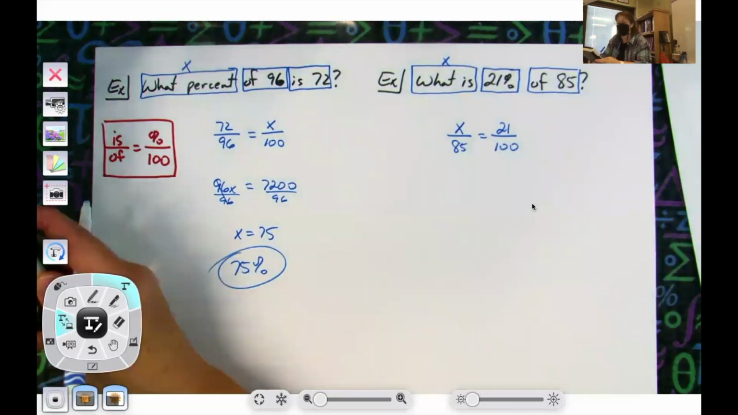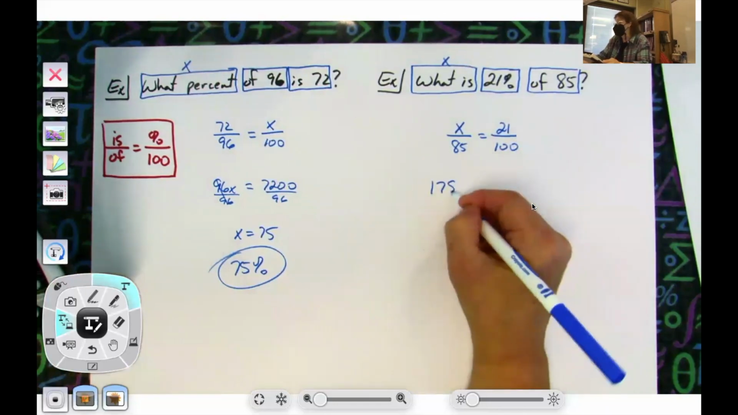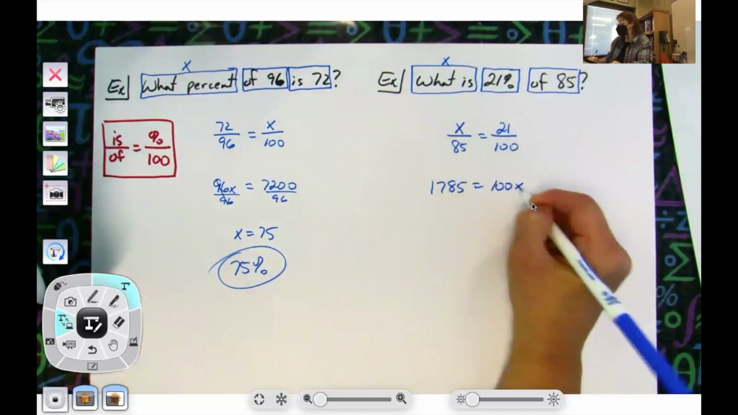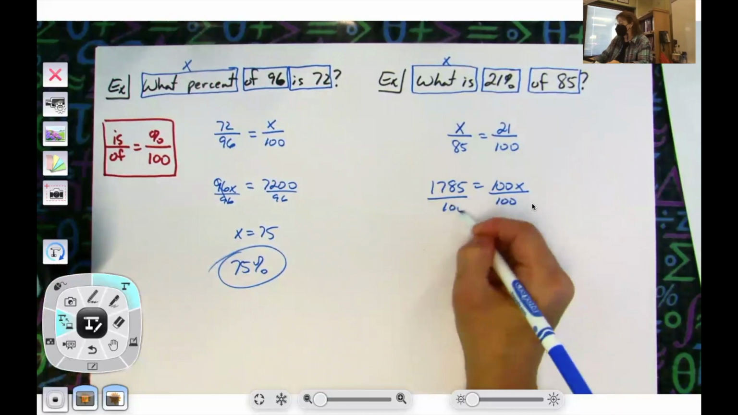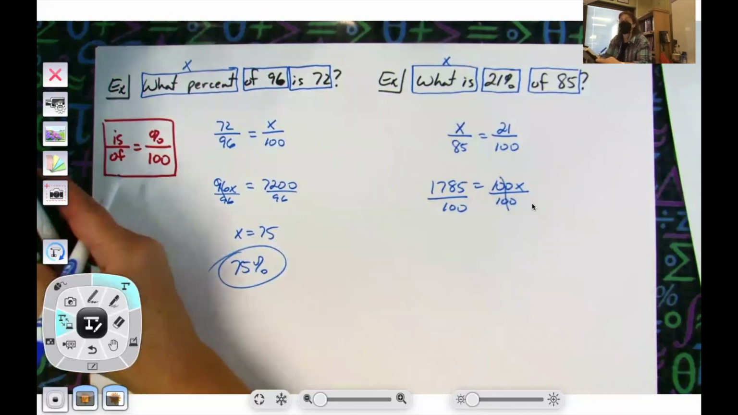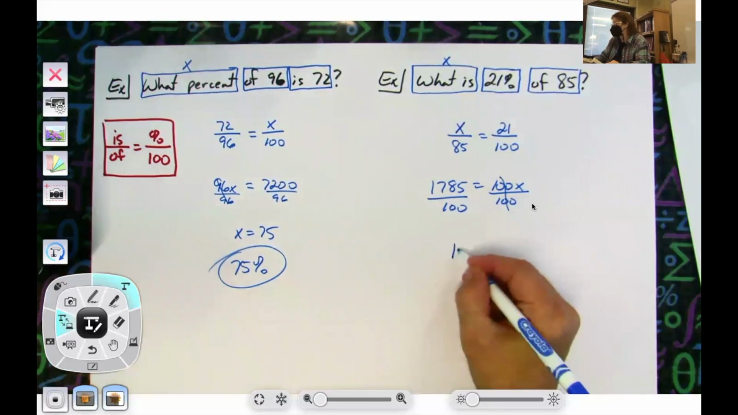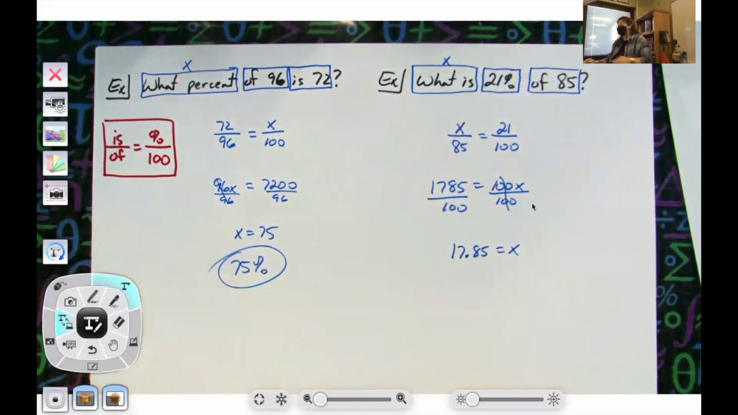Again, I do not want to take 85 times 21 in my head. So cross multiplying this way, I get 1785. Cross multiplying this way, I get 100x. Divide by 100. What's dividing by 100 do? Yeah, it moves the decimal two places. So 17.85 equals x.